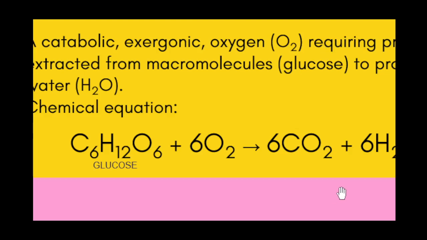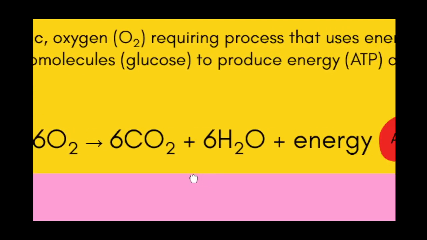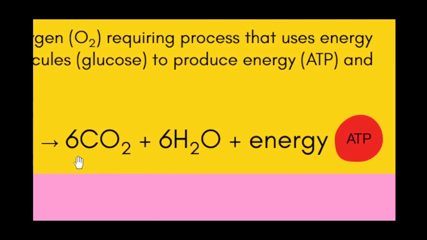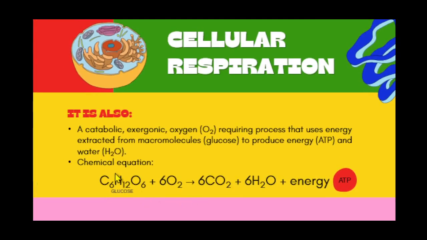And then after the reaction happens, we have the following products. So we have 6 molecules of CO2 or carbon dioxide plus 6 molecules of H2O or water and our energy, of course, in the form of ATP. So again, for the chemical equation, that's C6H12O6 plus 6O2. And after the process, we have the product 6CO2 plus 6H2O plus energy.